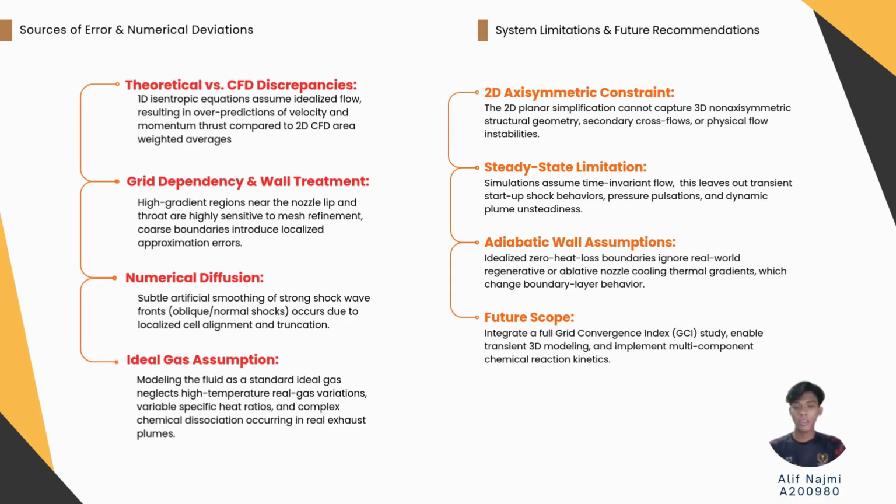Looking at our error analysis, the slight variation between the one-dimensional isentropic theory and our CFD result occurs because the one-dimensional math assumes uniform flow, while our 2D CFD models realistic area-weighted cross-sections. Additionally, we noted minor numerical diffusion, which slightly smooths out our sharp shock wave profile.